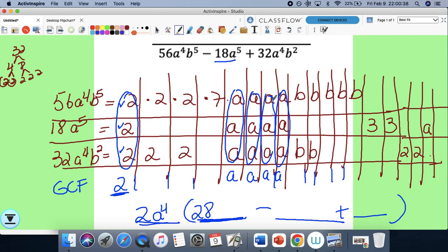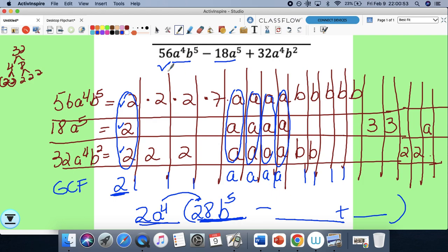As far as the letters that were not circled, we had 1, 2, 3, 4, 5 b's, b to the 5th power. Let's just confirm. Multiply this times this. 2 times 28 is 56. Check. A to the 4th power times b to the 5th power is a4, b5.